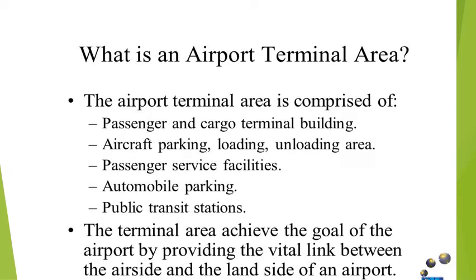Coming to the terminal part, while we are talking about terminal, it has various categories within it. So it is not one terminal, it encompasses everything. It may include passenger and cargo terminal buildings, aircraft parking and loading, passenger service facilities, automobile parking, and a public transit station. The main goal is to provide a link between the air side and land side of an airport. So it acts as a bridge between the aeroplane and the airport building.